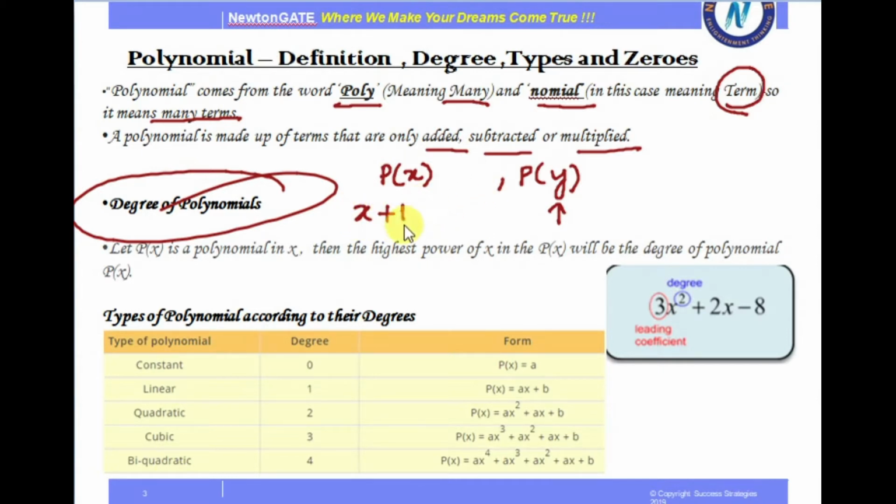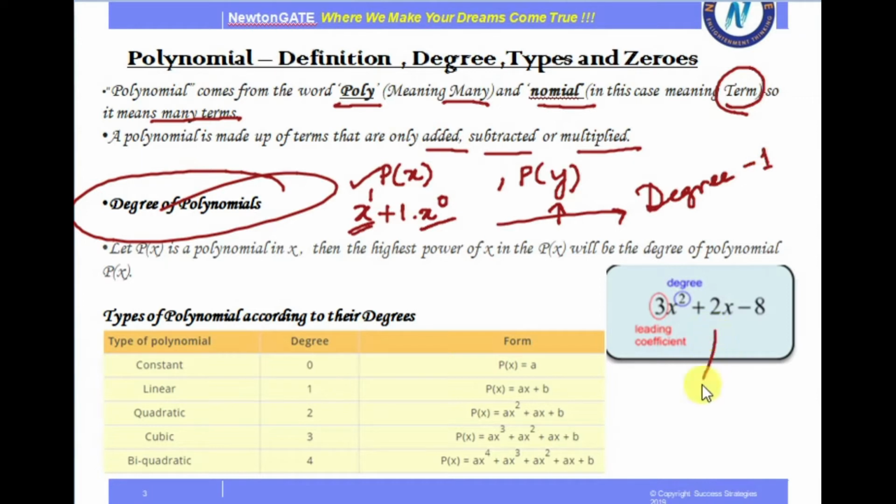Now here the power of x is 1, and for the second term, if I break it, it becomes 1 into x to the power 0. I can represent it in this form also. So the power of x in the first term is 1, whereas in the second term it is 0. Comparing both, the highest power is 1. So the degree of the polynomial becomes 1.